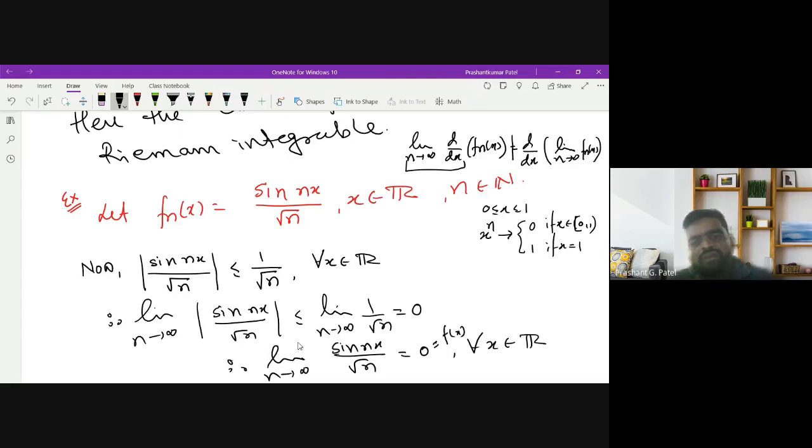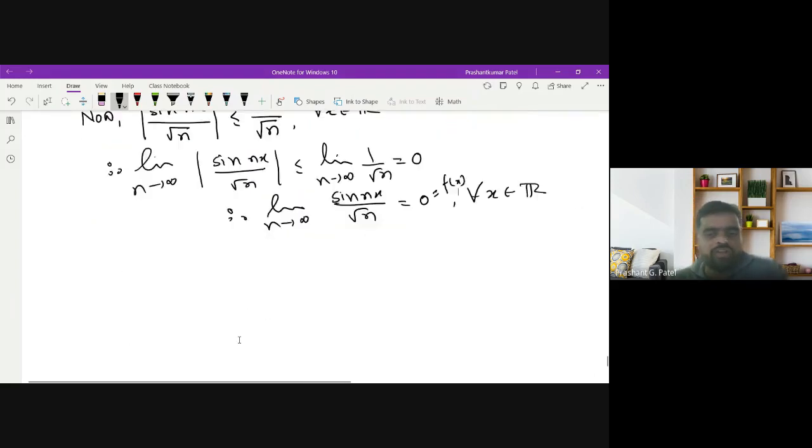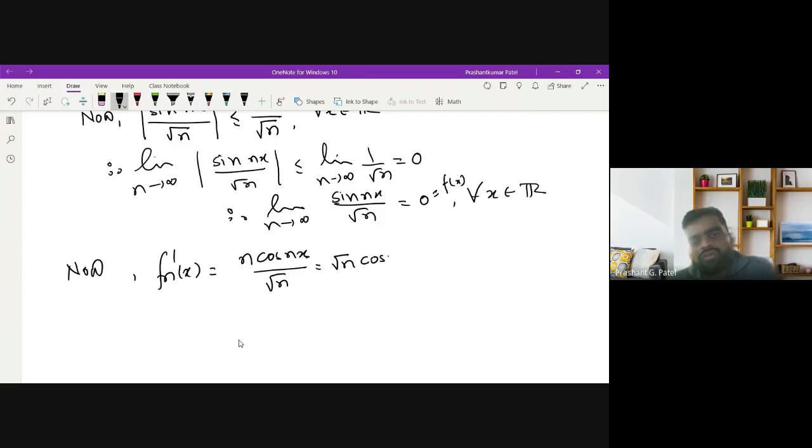We know that each of these fn's is differentiable, and this f is also differentiable because it is a constant function. But let us talk about its derivative. So that is fn dash of x. The function is sin nx / √n. The derivative of this function is n cos nx / √n, since the derivative of sine is cos and the derivative of nx is n. So that is why this is √n cos nx.